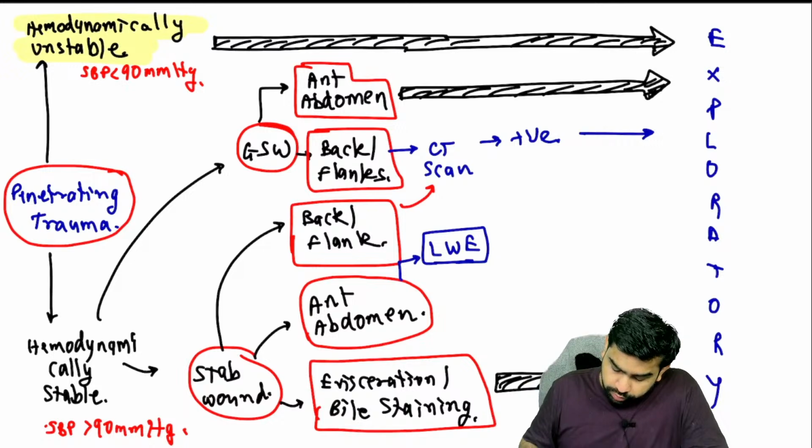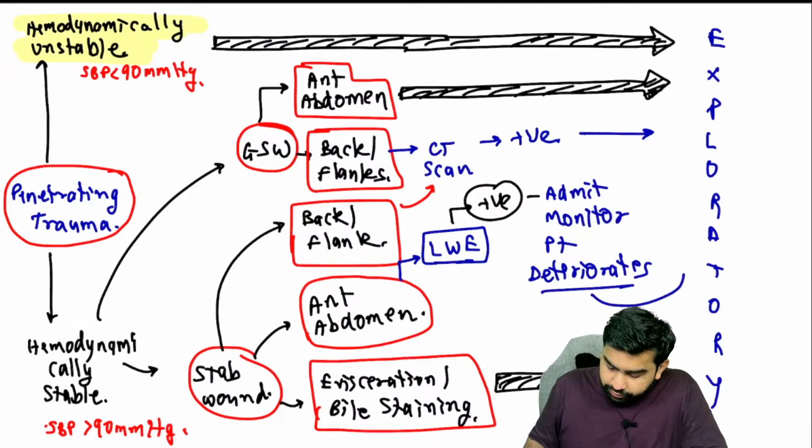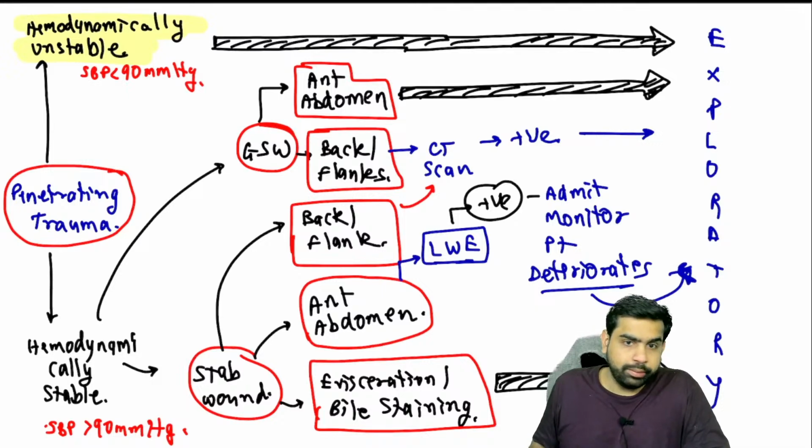So if the local wound exploration is positive, then what are you going to do? You're going to admit the patient. You are going to monitor the patient, and if the patient deteriorates, then you have to perform an exploratory laparotomy. If the patient deteriorates, now you perform this exploratory laparotomy. I hope you are able to understand this particular point.